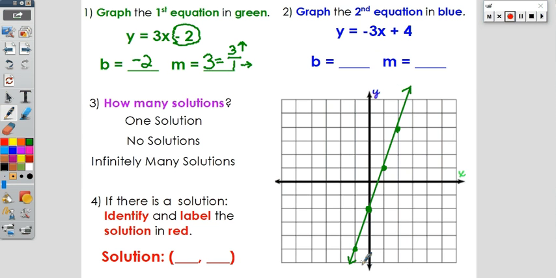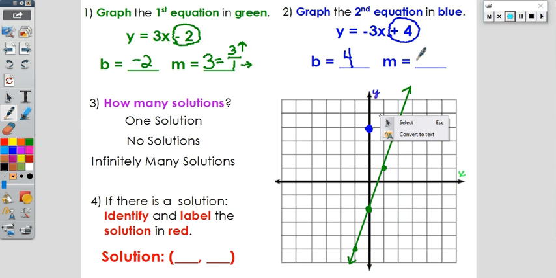Now I'm going to do the same thing for my second equation, this blue one here. Again, we want to start with our b value, our y-intercept. So my y-intercept is at 4, so I'm going to put that on my graph, 1, 2, 3, 4. And then I'm going to look at my slope.